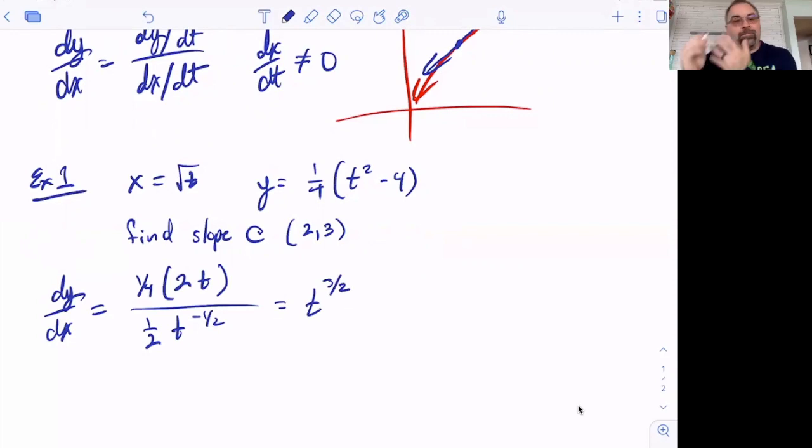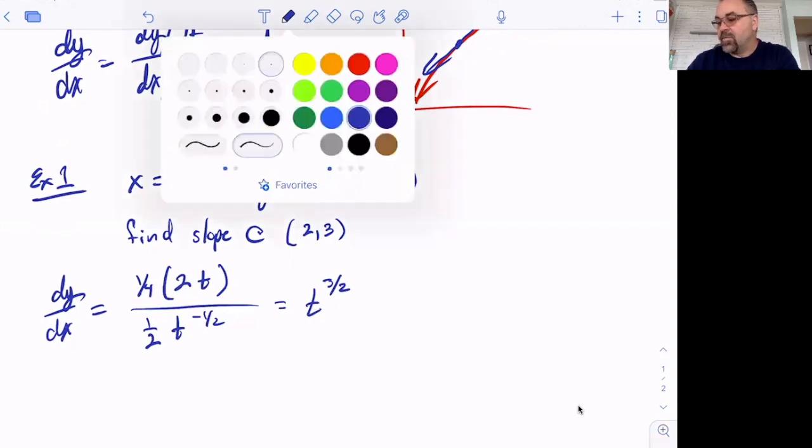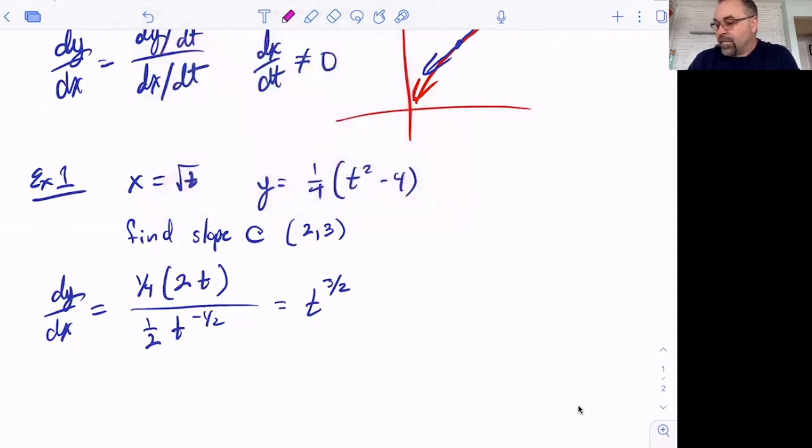My point is given in terms of x and y, so I need to figure out what t value gives me the point (2, 3). Just looking at the x equation first, x is 2.